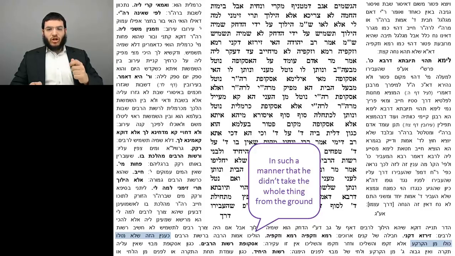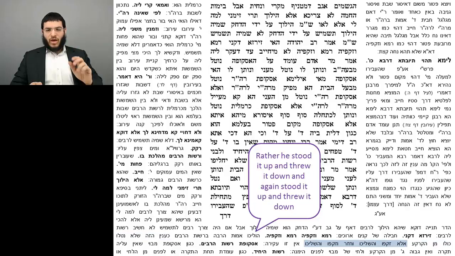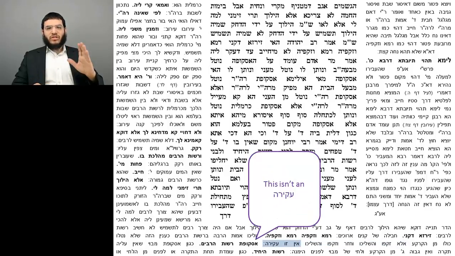In such a manner that he didn't take the whole thing from the ground. Rather, he straightened it up, he stood it up and threw it down. And again, he stood it up and threw it down. Says Rashi, this isn't an akira.